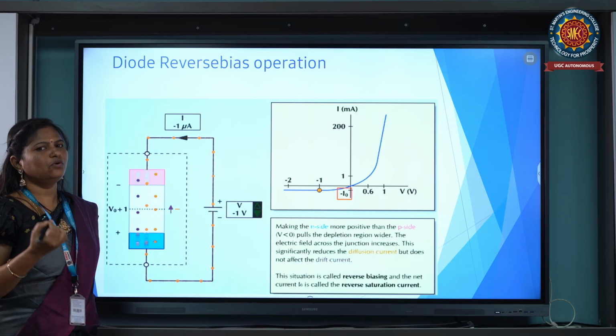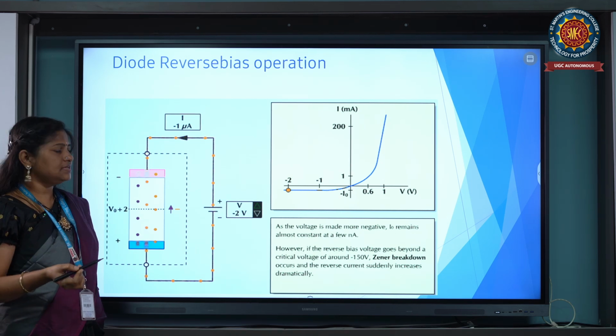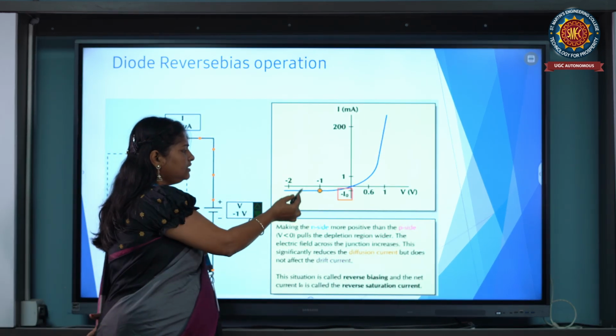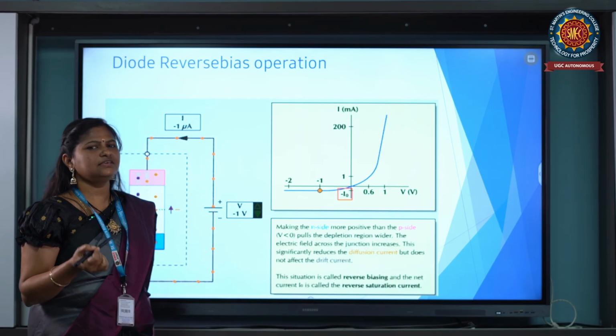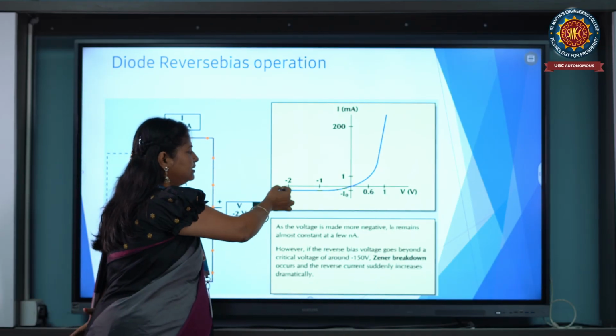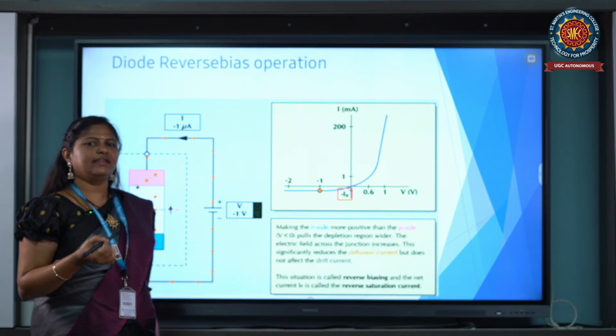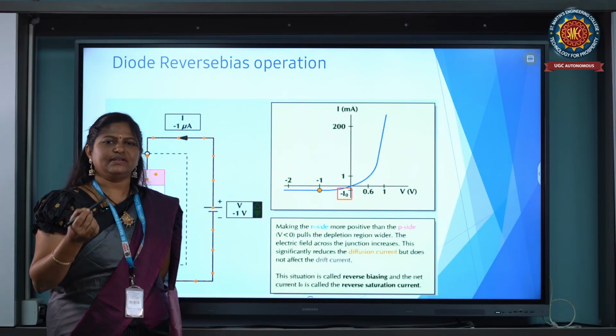And if we keep increasing the negative voltage further, the collision of covalent bonds will take place. Then the number of charge carriers will increase, and that will make the diode enter into the breakdown region. That breakdown region we call the Zener breakdown region, and the current that flows in reverse bias is the reverse saturation current. Whenever it reaches the breakdown region, the current increases rapidly.